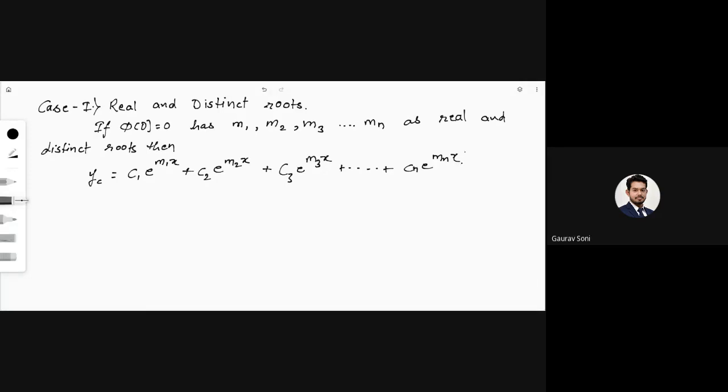So what you are going to do is, you will get the differential equation. You will make the auxiliary equation out of it, taking y common.